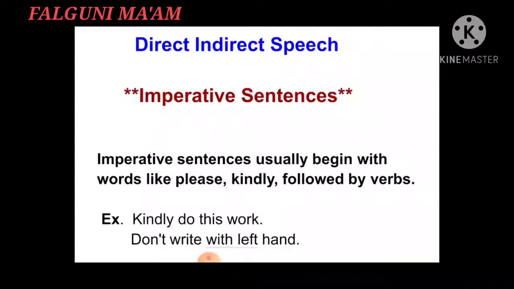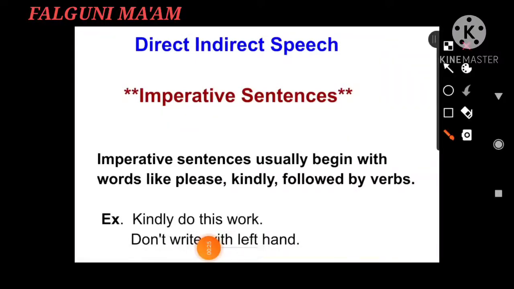In previous parts, we have seen the basic rule of direct indirect speech, then assertive sentence, interrogative sentence, exclamatory sentence. Right now, we have one new type of indirect narration, and this one is imperative sentence.